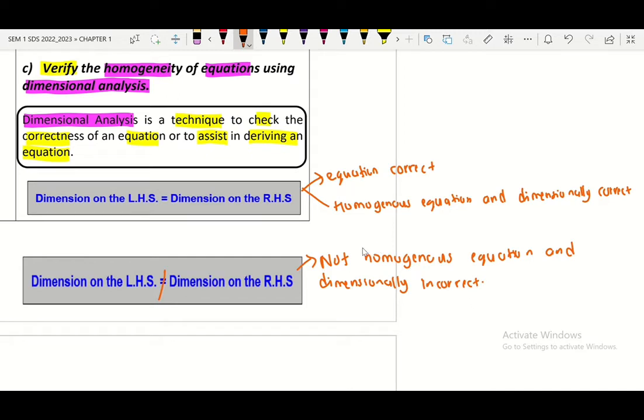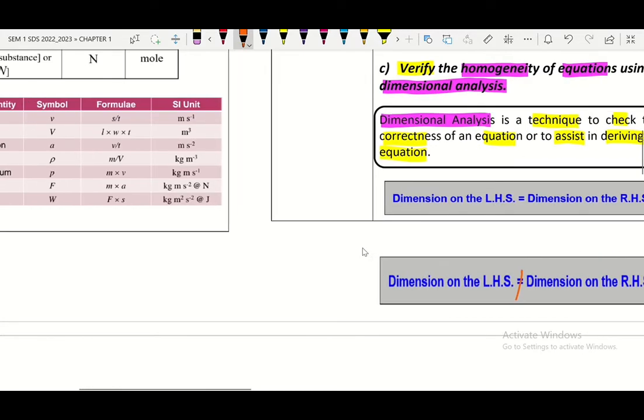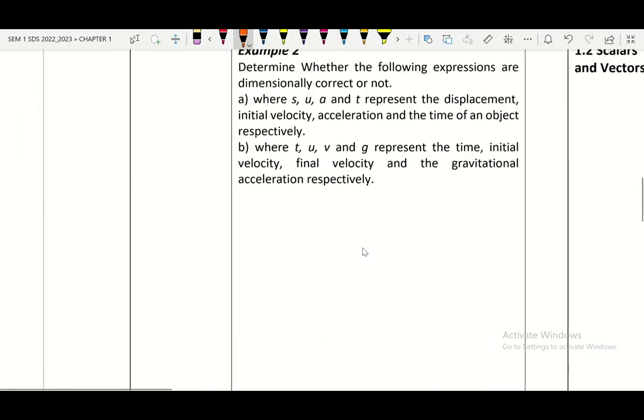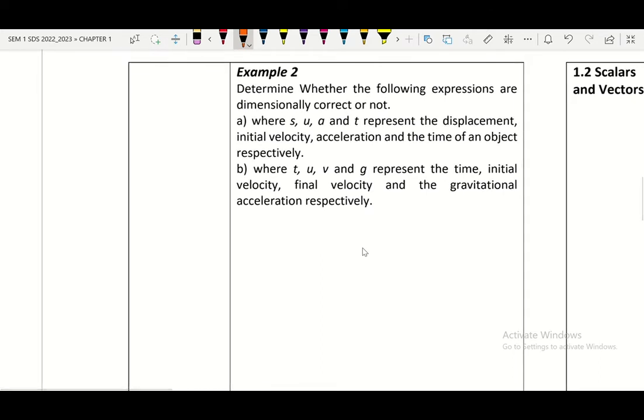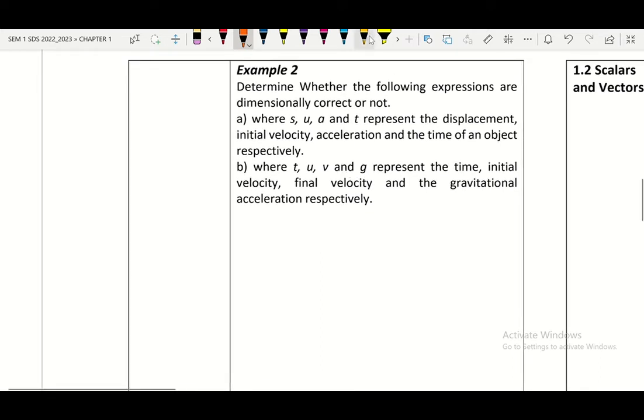Alright, so let's proceed to example 2. Okay, let me show an example in example 2. For the first question, it asks us to determine whether the following expression is dimensionally correct or not. I forgot to give the equation. The equation for A will be 2S equals 2UT plus AT squared, where S, U, A, T represent the displacement, initial velocity, acceleration and the time of an object respectively.